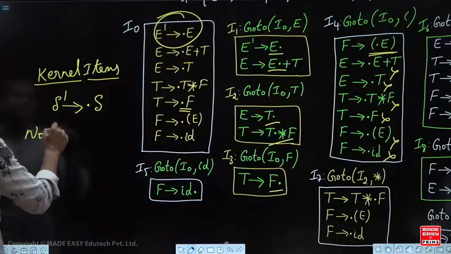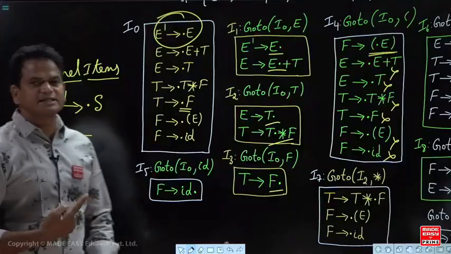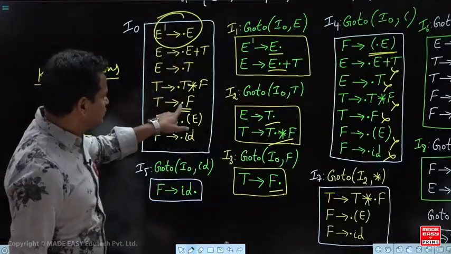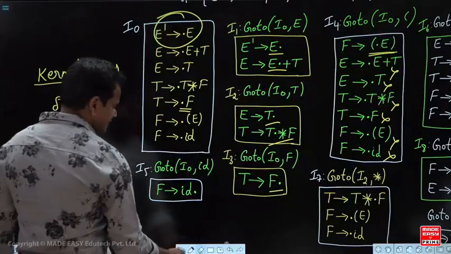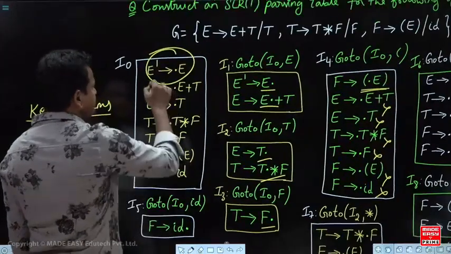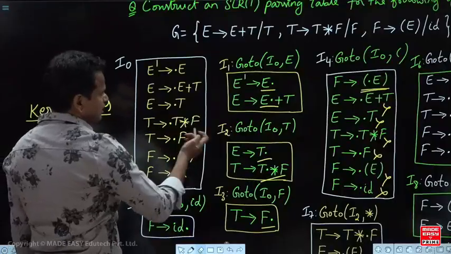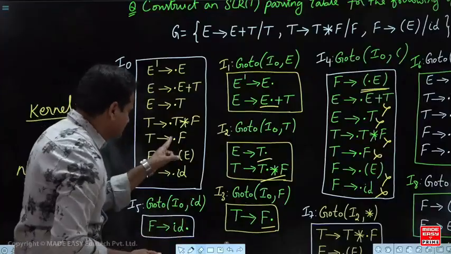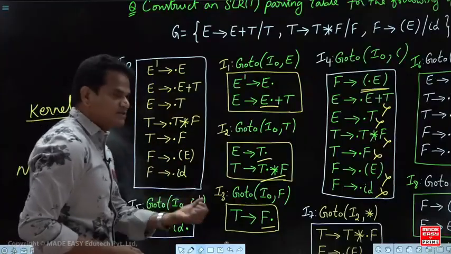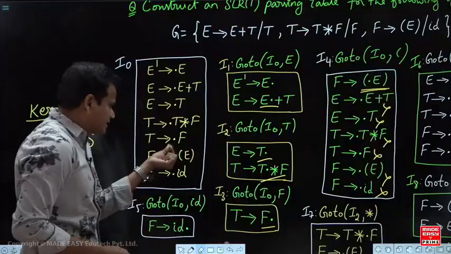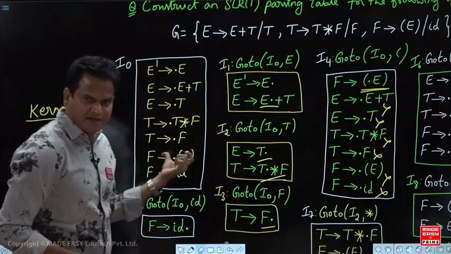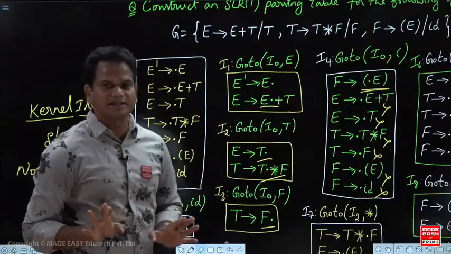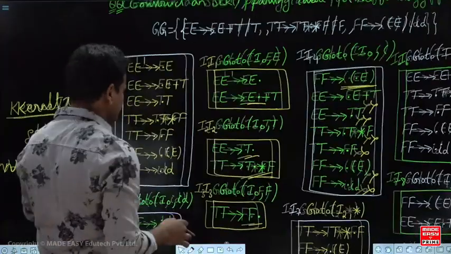And non-kernel items are the set of productions in which the dot is at the leftmost end of the right hand side. That means wherever the dot is immediately after the arrow, meaning the first symbol on the right side is the dot, that is the leftmost end. So if the dot is immediately after the arrow, all those productions we call non-kernel items. So take the notes.